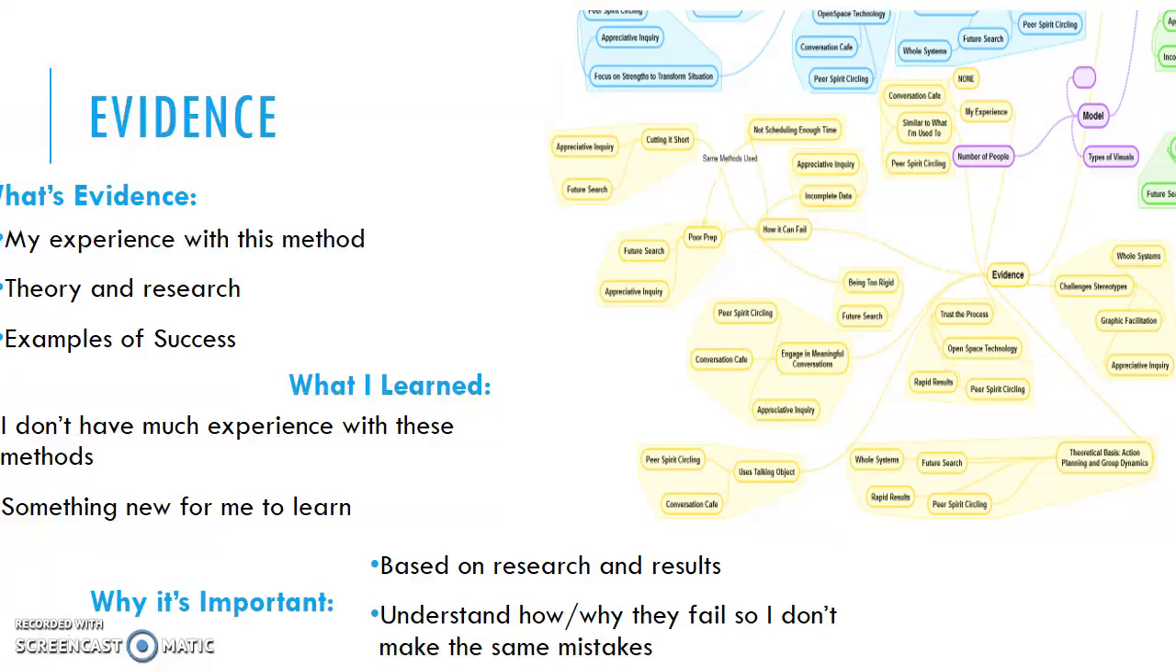But I know it's really important because you need to know why things fail so you don't make those same mistakes again. And also, I learned the evidence that I do have some familiarity with peer spirit circling and the conversation cafe because they use a talking stick, and that's what you teach, when you're working with students who are really little. Whoever has the talking stick or the talking object is the one that gets to talk.